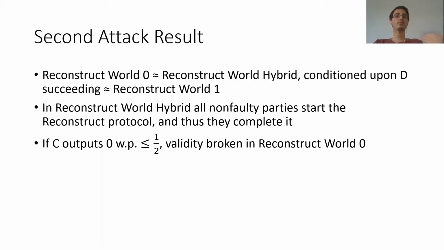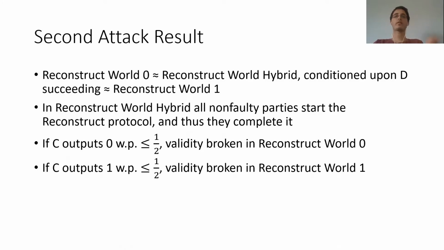Now, if C outputs 0 with probability less than or equal to 1/2 in all 3 worlds, validity is broken in Reconstruct World 0, since the non-faulty dealer shared 0, and that means C must output 0 with probability 1/2 plus epsilon at the very least. On the other hand, if C outputs 1 with probability 1/2 or less, validity is broken in Reconstruct World 1 for the same reason. This concludes our proof.